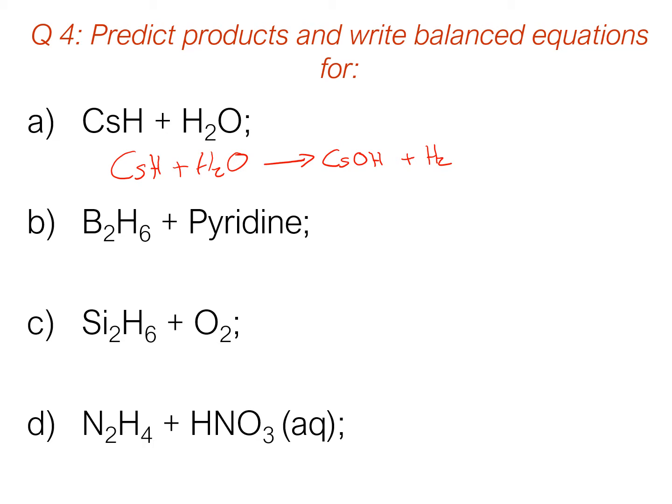The other thing we know about this reaction is we talked about the stability decreasing down a group, and cesium's right at the bottom of group 1, so this will be quite a violent reaction. It will happen with ease.